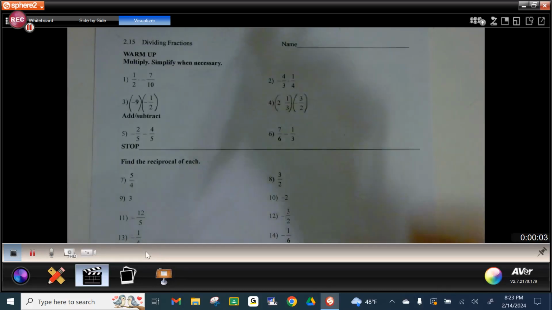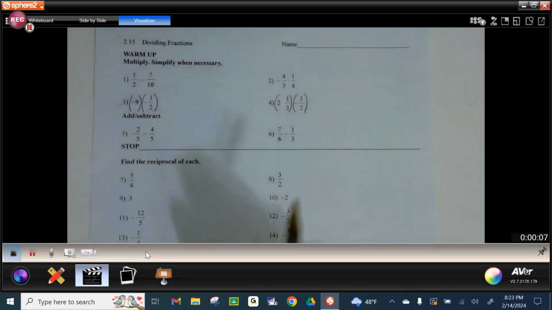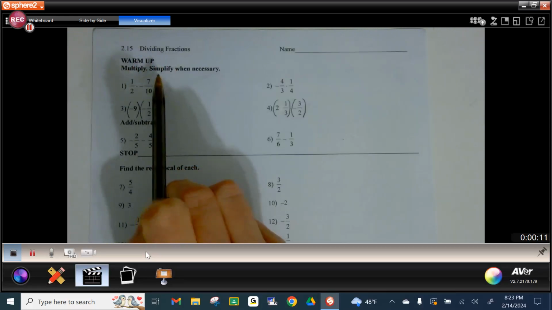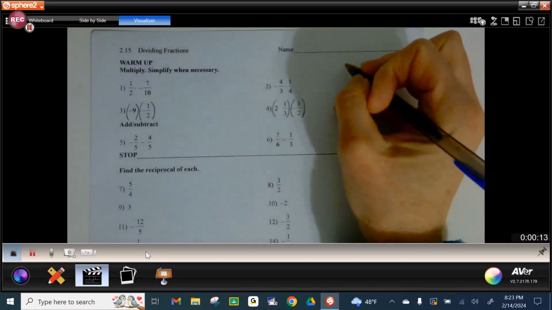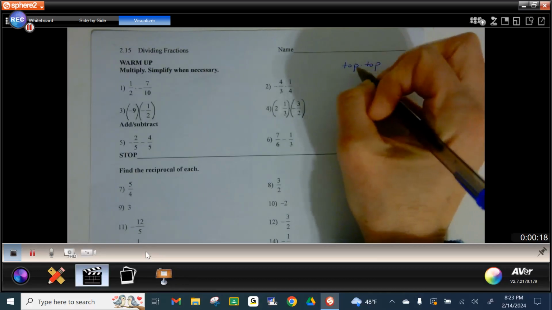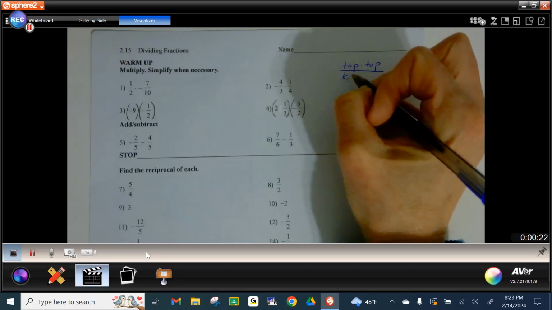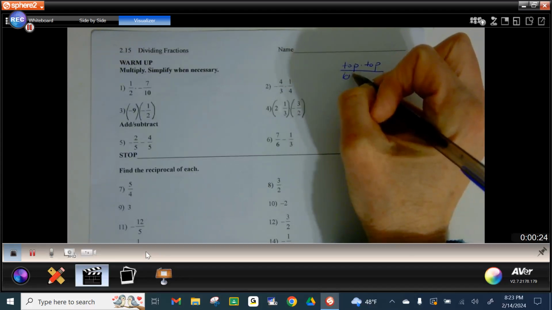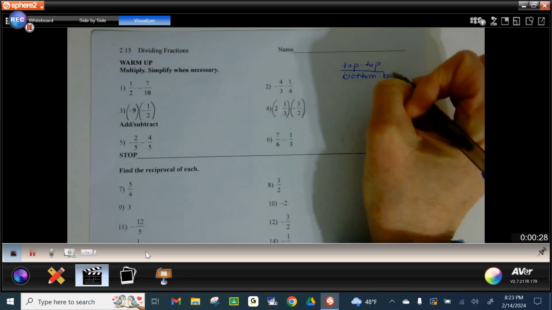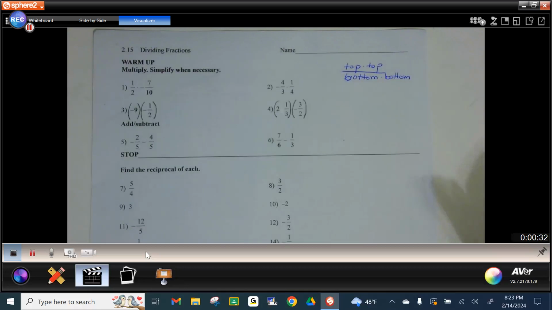Hi class, before we start to do the assignment, you had a warm-up to do in class. And the warm-up was multiplying fractions. And remember, when we multiply fractions, we multiply the top times the top, which is the numerator, and the bottom times the bottom, which is the denominator. And we're going to use this idea when we divide as well.